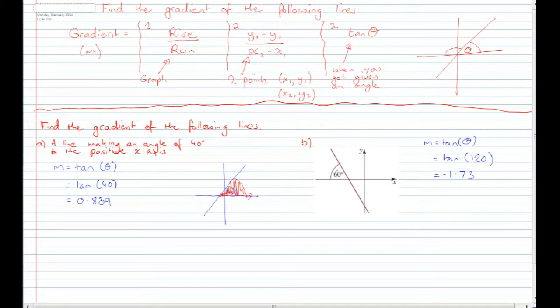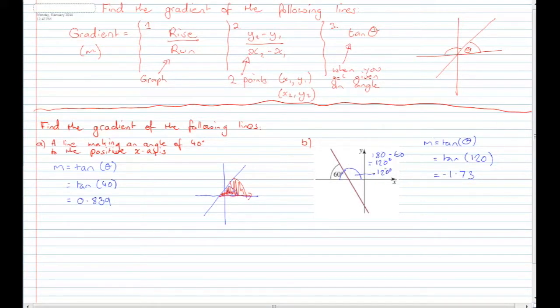Now remember, when we're finding the gradient using degrees, the degrees must be on the positive x-axis. Alright, so at the moment it's on the negative x-axis. So what we want to do is make it to the positive x-axis, and of course if that there is 60 degrees, the whole lot is going to be 180. So what we're going to do is say 180 minus 60 is equal to 120 degrees. Therefore this section here is 120 degrees. So the angle that the line makes with the positive x-axis is 120 degrees.